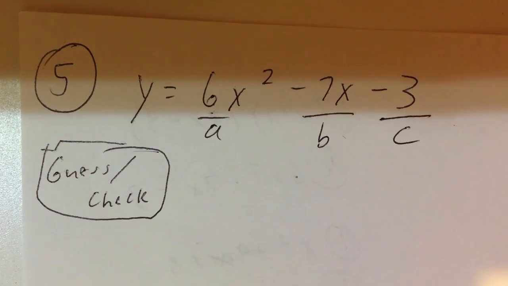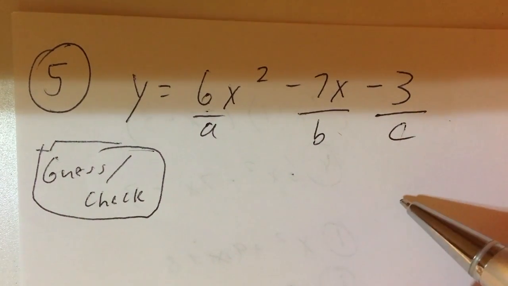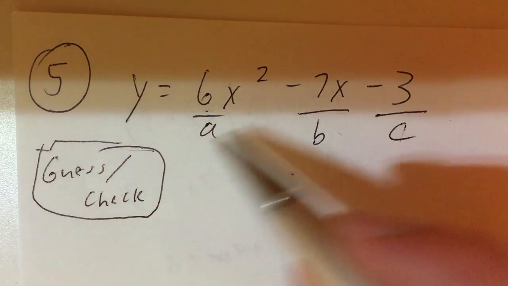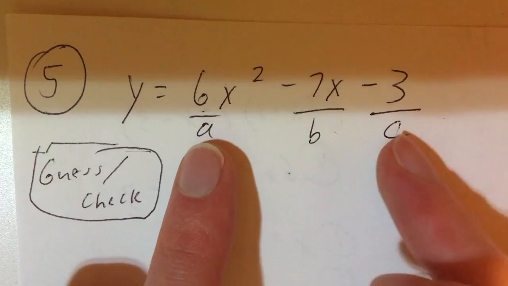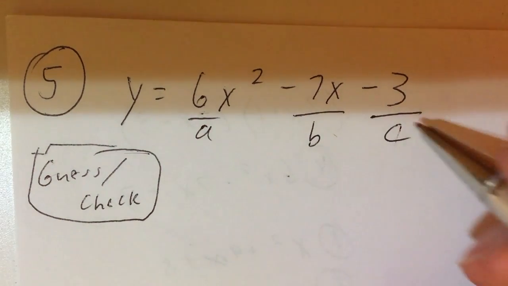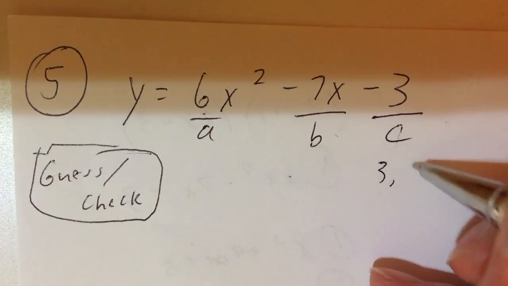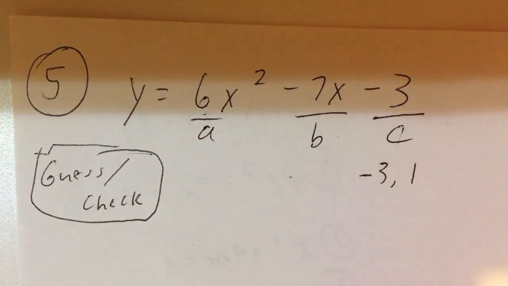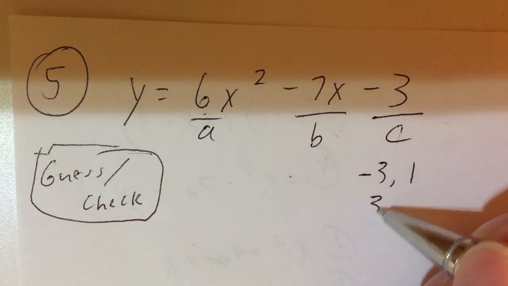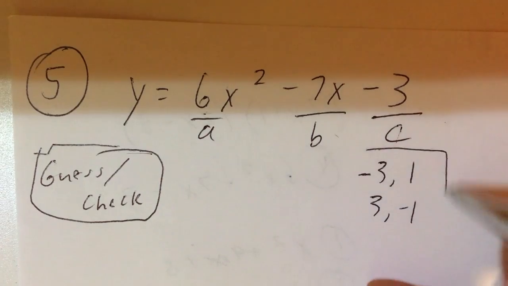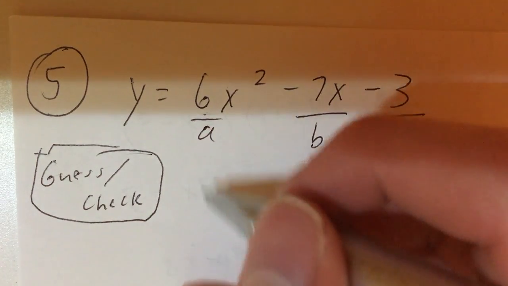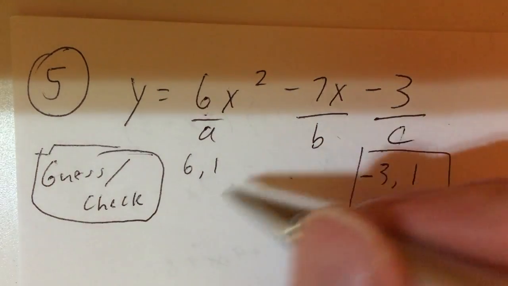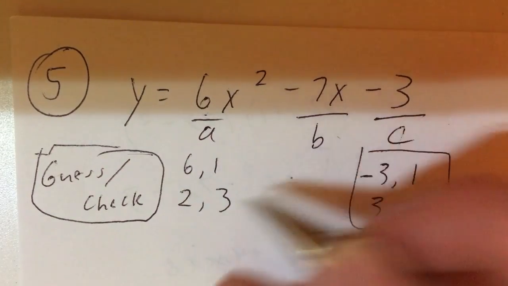So, guess and check. What you have to do is list the numbers that multiply to get you this back C, and also list the numbers that multiply to get you A. So what are the numbers that multiply to get me 3? 3 and 1, but this is a -3, right? So -3 and 1, or 3 and -1, they all multiply to give me that C. How about A? What numbers multiply to get me 6? Well, I got 6 and 1, obviously. What else? 2 and 3, 3 and 2, however you want to write that.